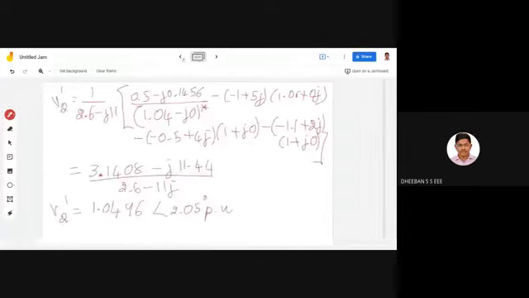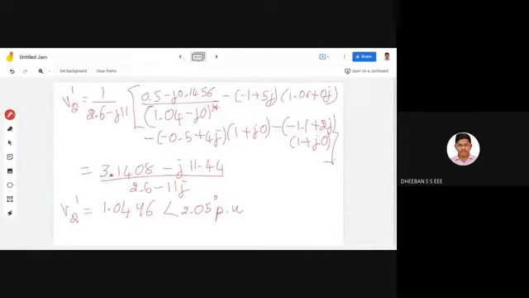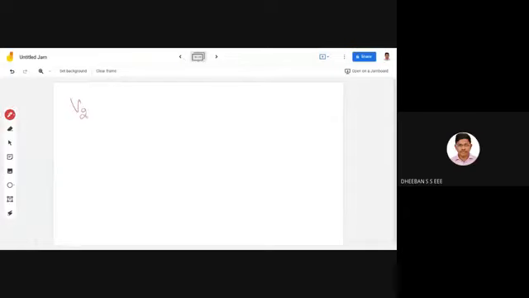So then V2 acceleration will be equal to V2 naught, okay, plus alpha.